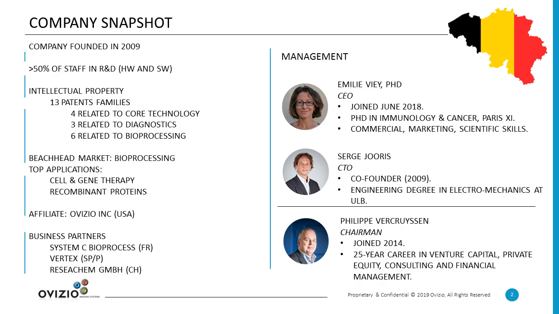For people who do not know who or what Ovisio exactly is and does, Ovisio is a Belgian company reaching its 10th anniversary at the end of this year. We are very much focused on our own R&D, so more than 50% of staff is still in R&D, hardware and software. A lot of the applications are built in-house. The main focus of our main market is in bioprocessing, where we have top applications in cell and gene therapy and in recombinant proteins, where the focus is mainly vaccines.